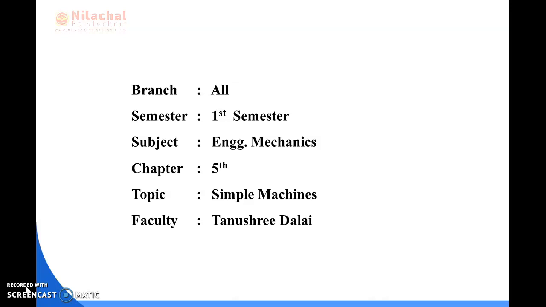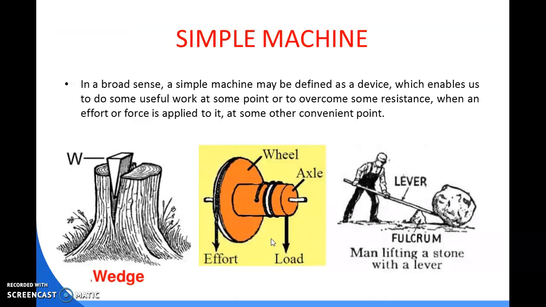So today we will start with our fifth chapter, which is named Simple Machines. In this chapter, we will discuss what we mean by simple machines, its types, and what the efficiency of each kind of simple machine is, and we can solve some numericals also. So first of all, what do you mean by simple machine?